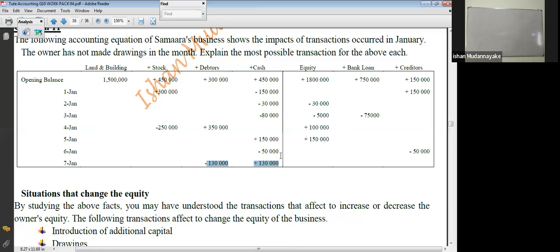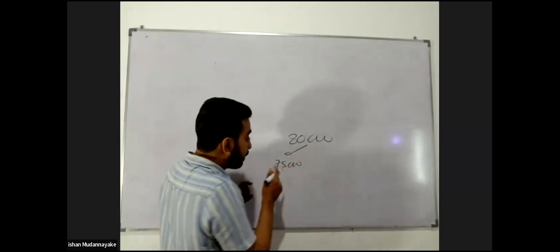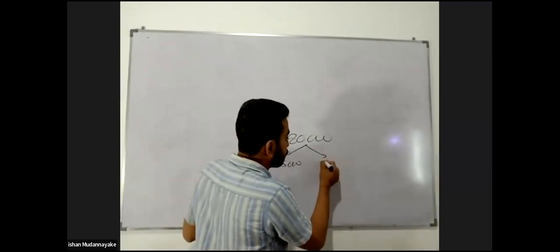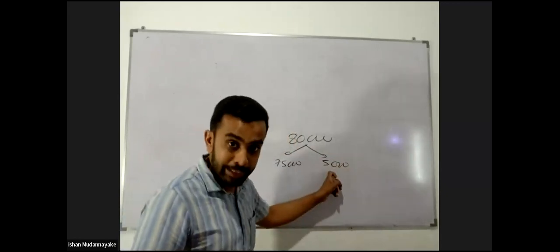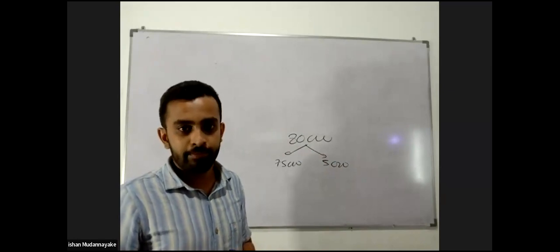Is it clear, Hirodya? Excuse me, sir. Can you tell the third one, sir? Third one: paid bank loan installment 80,000, including 5,000 interest. Of this 80,000, 75,000 is payment of the capital. 75,000 paid to settle the bank loan amount and the excess 5,000 is bank loan interest. This 5,000 is an expense for the business, and this 75,000 is payment to settle the liability.